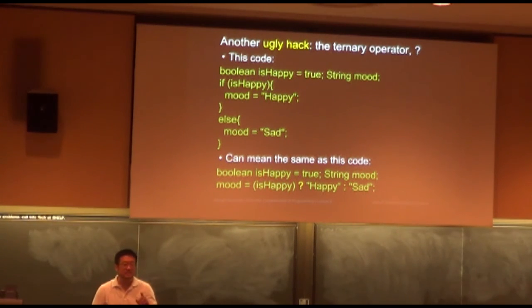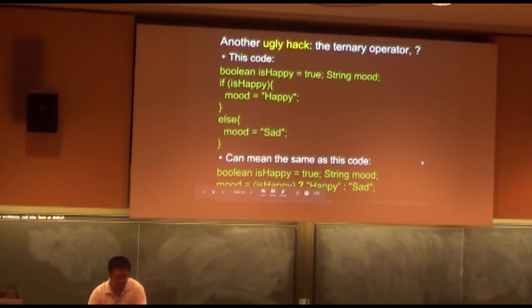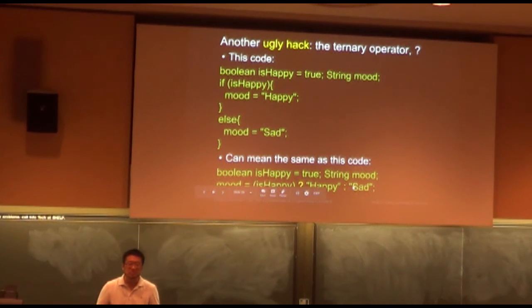Okay, one last thing, give me 60 seconds. The ternary operator, which I need to tell you about because people like to use this, is a very quick way of having an entire if statement in one line. So you can say boolean isHappy equals true, string mood, and then you can say mood equals isHappy question mark happy colon sad. And what this means is that if isHappy is true, then set mood to happy, otherwise set mood to sad. And that's really ugly and confusing. Sometimes it saves space, but be aware of how the ternary operator works. It's just a very weird if statement.